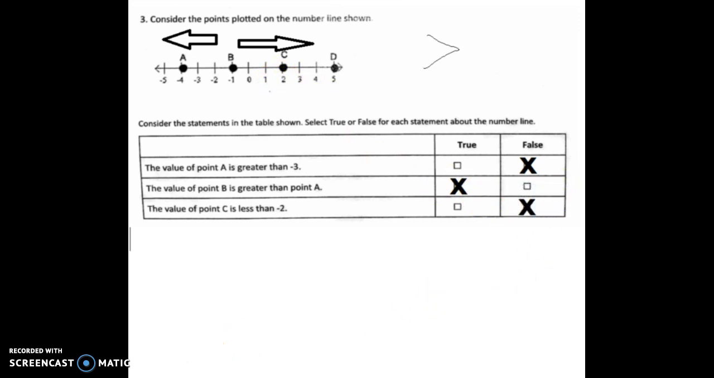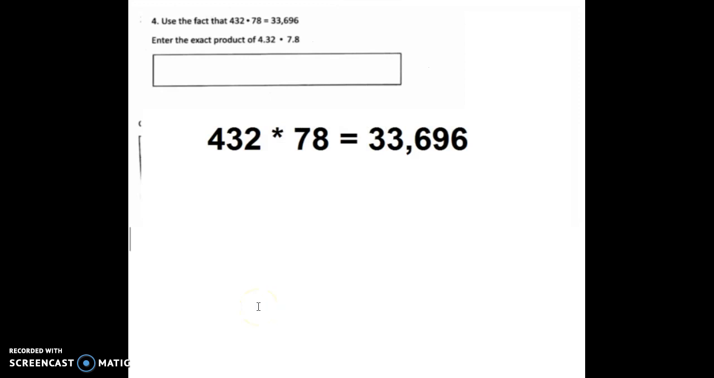That concludes number 3. Nice and easy, right? It looks all complicated. It's not that complicated. It's pretty easy. Number 4. This is one of my favorites because it's basically done for you. All you have to know is the rules for multiplying with decimals.